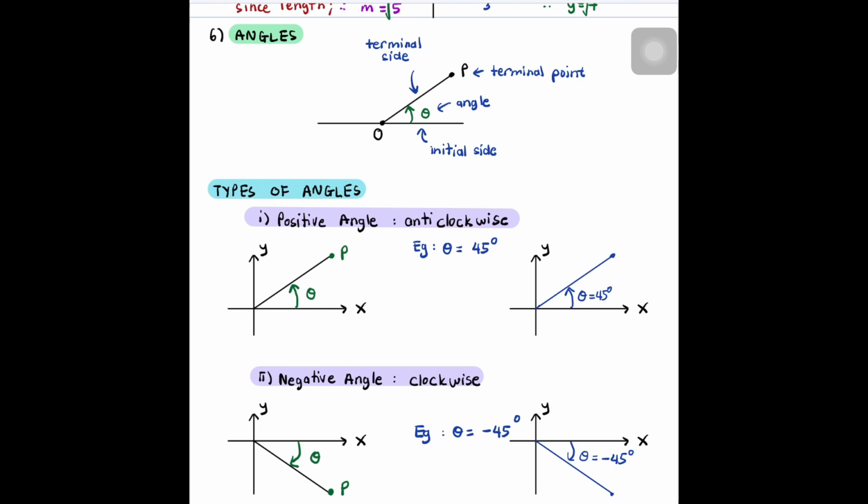Okay, let's have this one, types of angle, where you have positive and negative. Positive is always anti-clockwise, remember? From the initial side to the terminal side. Let's say your angle here is 45 degrees. Okay, if you have a negative angle, the angle will go in the clockwise direction. So the angle will go to the downside area, where you have here negative 45 degrees.